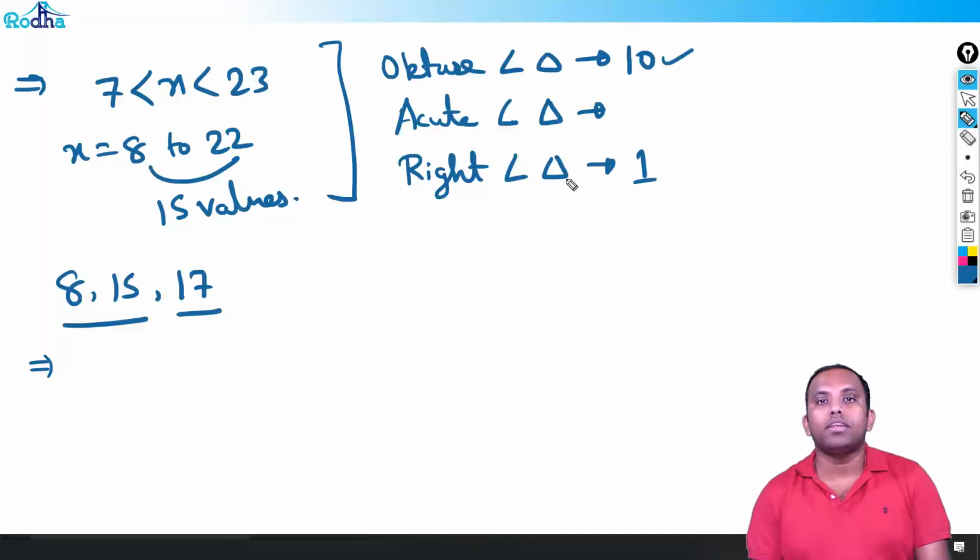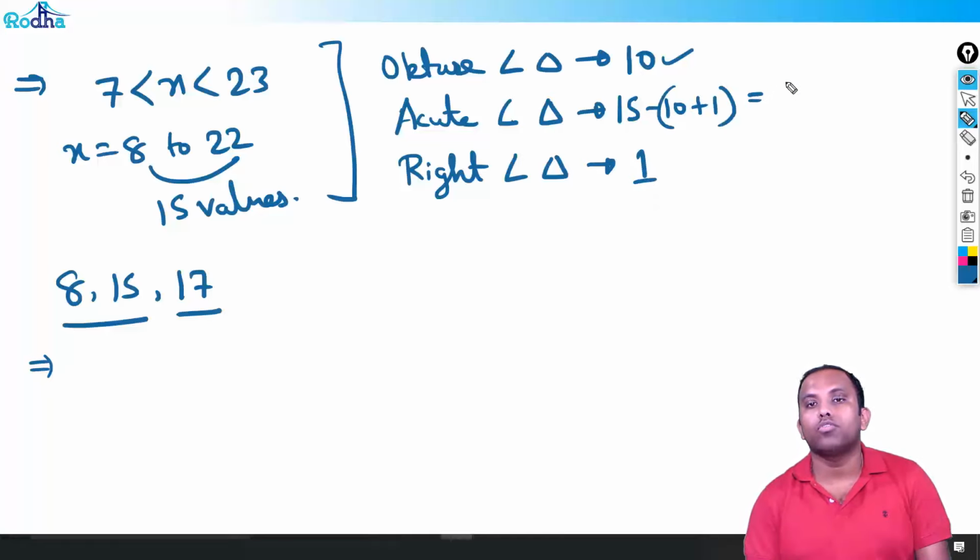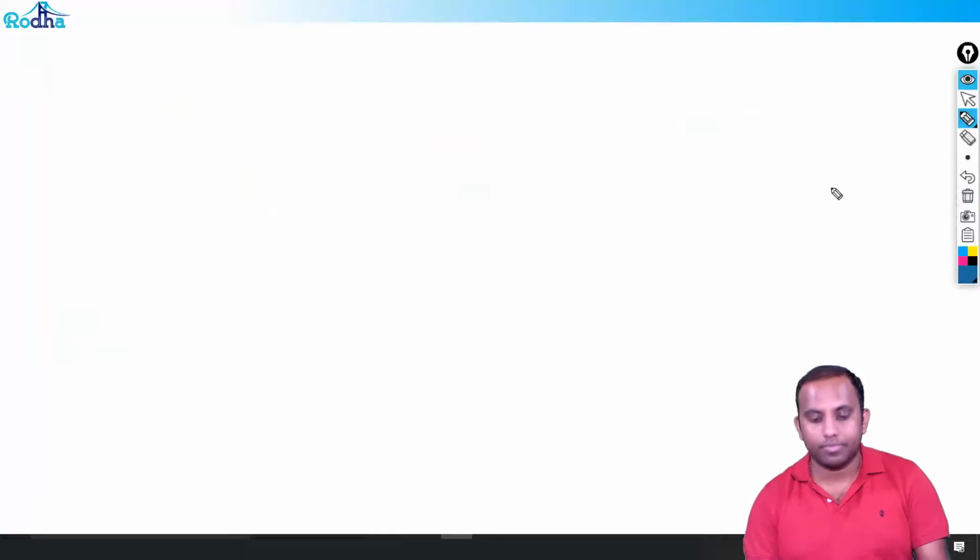So 15 distinct triangles can be formed. Out of that, 10 are obtuse and 1 is a right angle triangle. How many acute? 15 minus 10 plus 1, that is 4. There are 4 acute angle triangles, 10 obtuse angle triangles, and 1 right angle triangle, right? So it's a good question. Okay, next one. We'll discuss the next question.